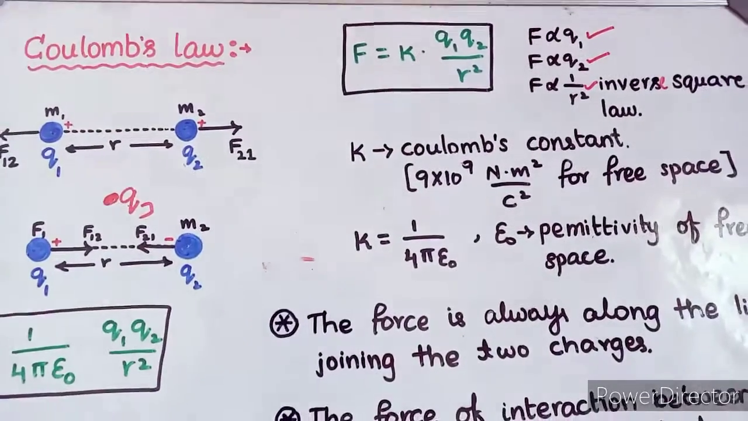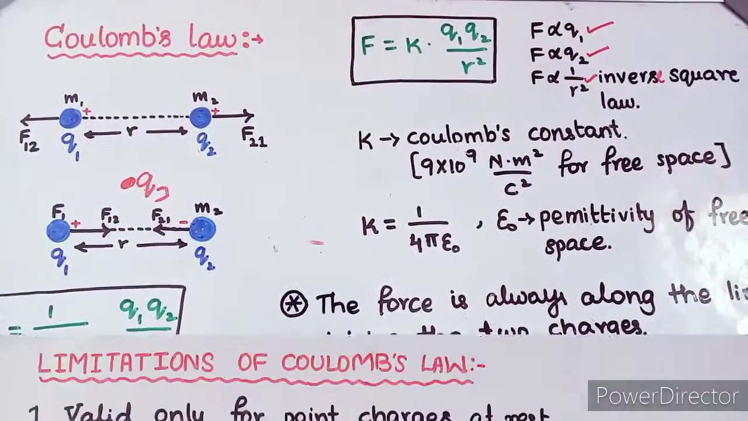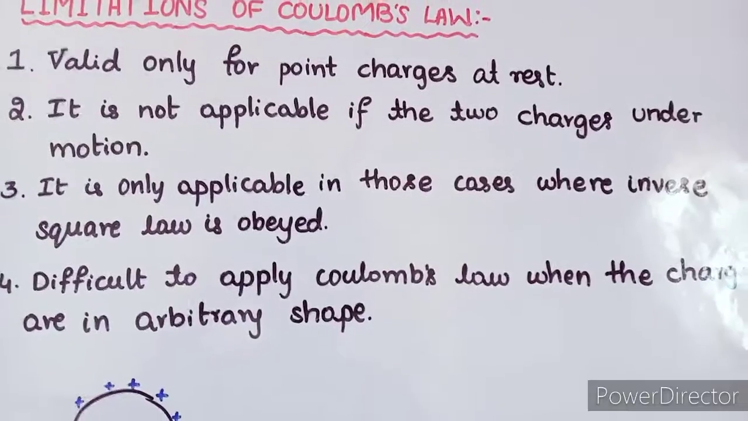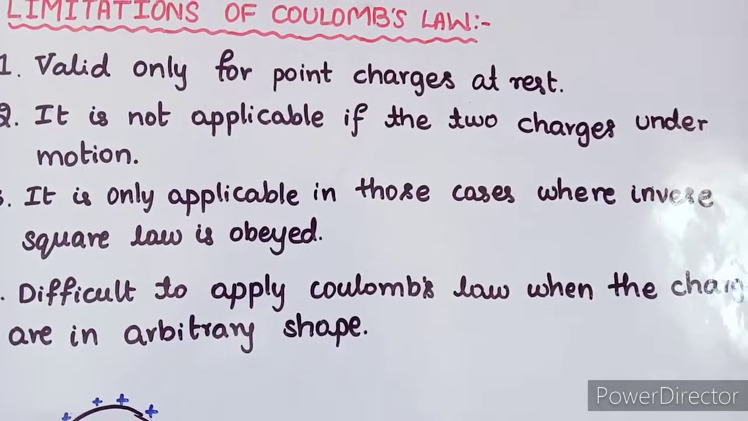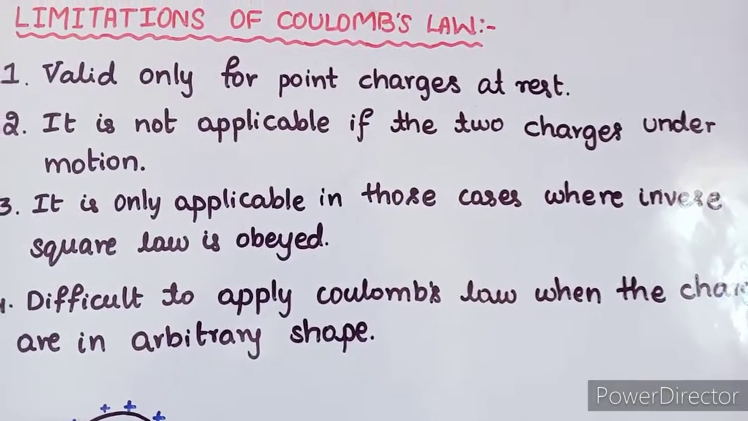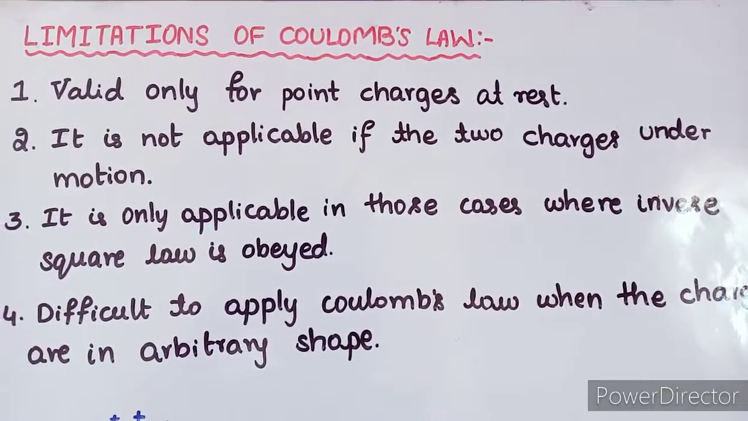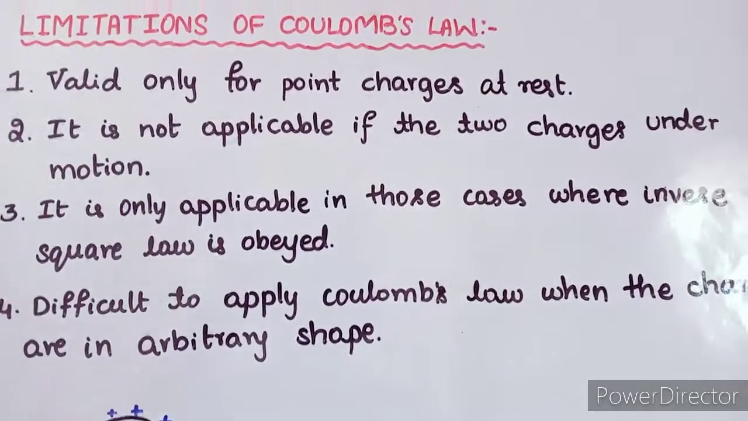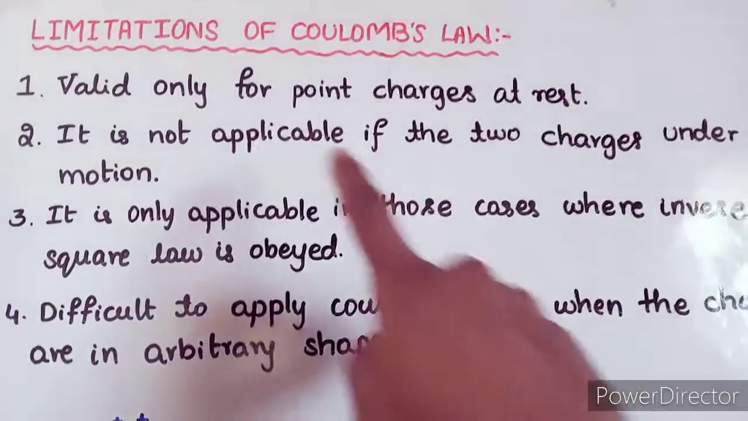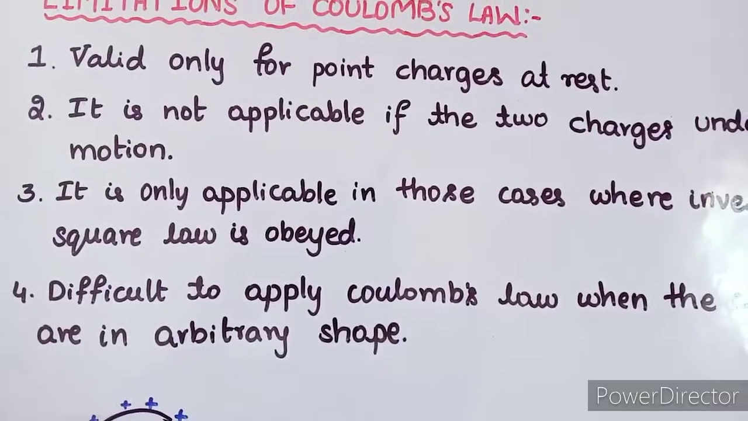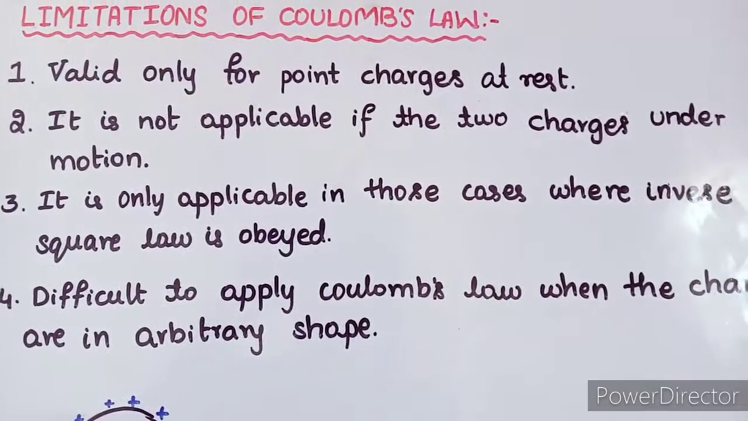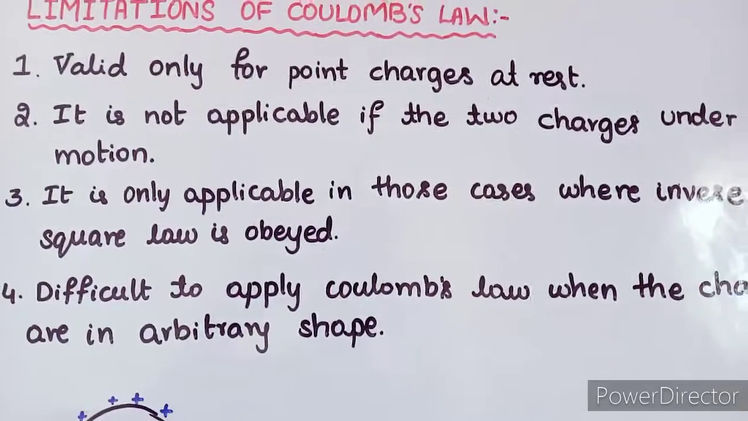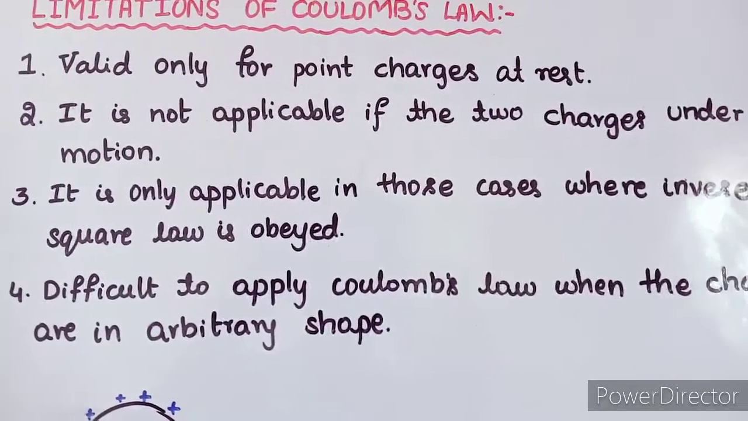And we have some of the limitations of Coulomb's law also. Let's discuss that now. First of all, it is valid only for point charges at rest. If the charges are moving, then it is not applicable. In that we have two cases. What kind of charges should be at rest and what kind of charges can move? The point charges, in the sense the source charges, should be at rest, and it doesn't depend on whether the test charge is moving or not. It can move or may not move, but source charges should be at rest.